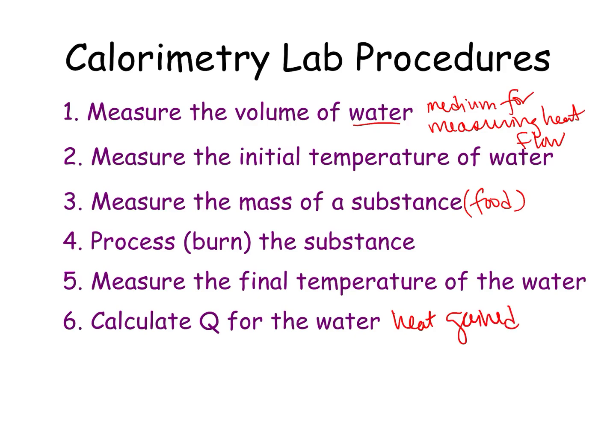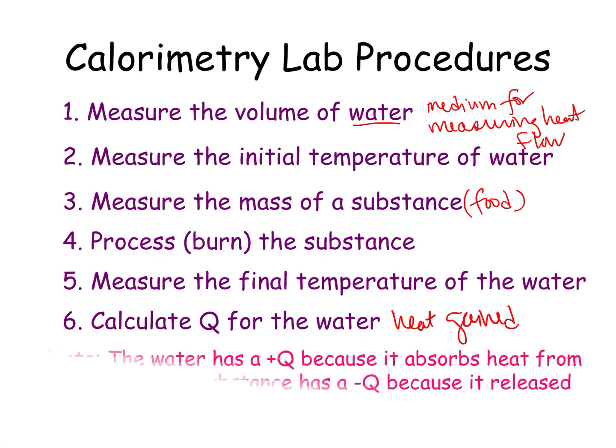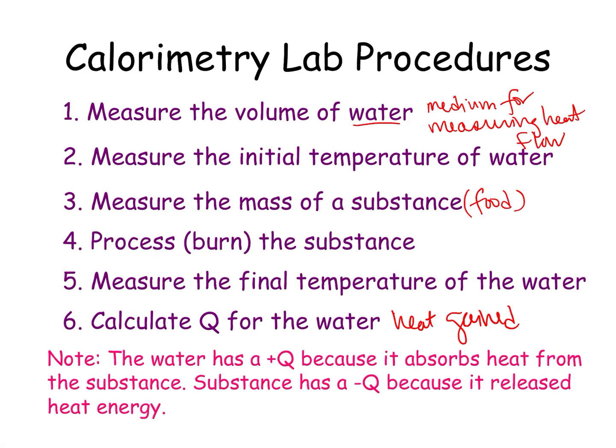So if we know how much heat was gained, we should, by inference, opposite, know what was given off. The water would have a positive Q because it absorbs heat from the substance. The substance, whatever food we burn, should have a negative Q because it released energy. And we assume no heat is lost, which of course probably we would lose some, but the assumption is we would not.